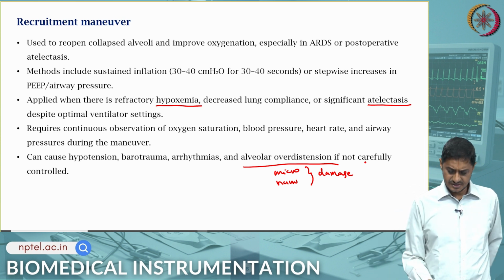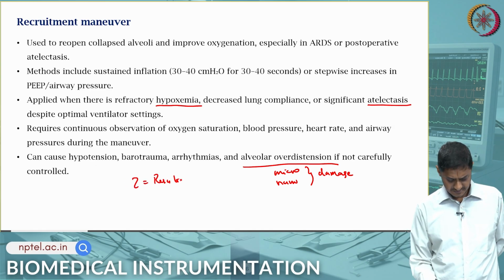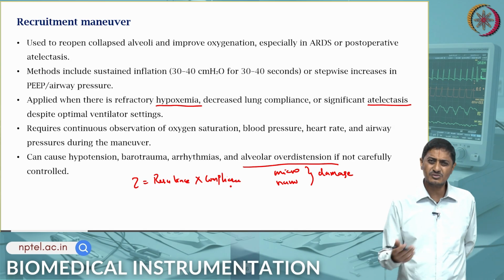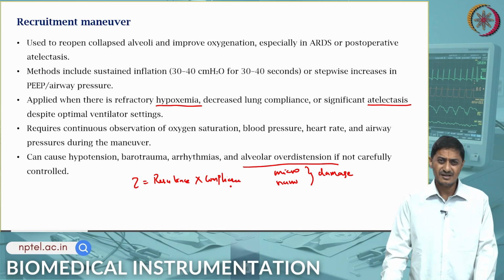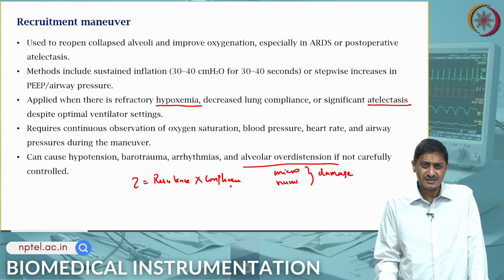Note that this time constant is resistance times compliance, is it not? This time constant is about half to 1 second in normal cases, and in consolidated cases about 2 to 5 seconds. But in severe atelectasis, this time constant can be as high as 10 seconds. That is a long time. Then it is about 10 to 20 times the original time constant. Right. In severe atelectasis, that is a possibility.